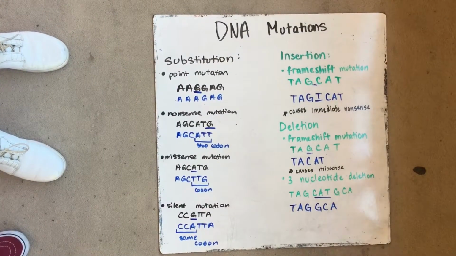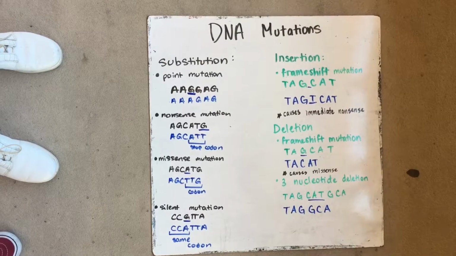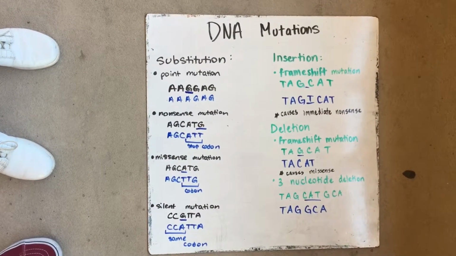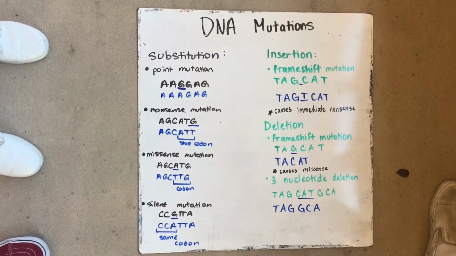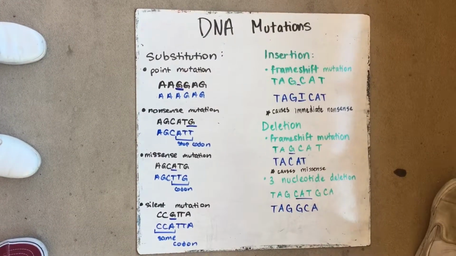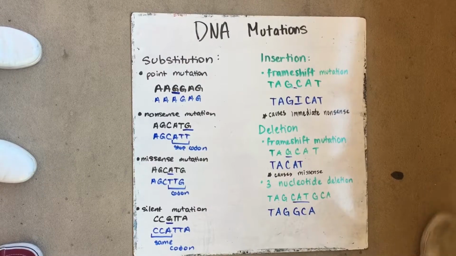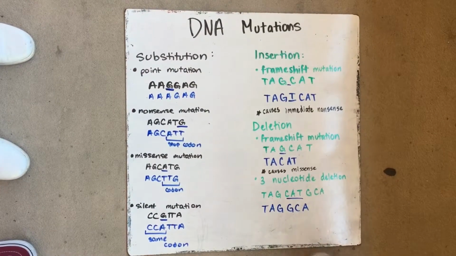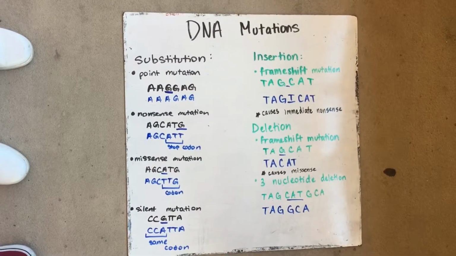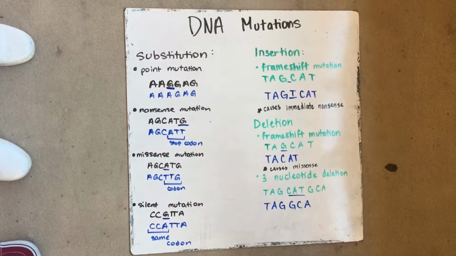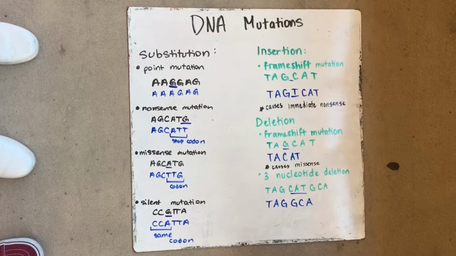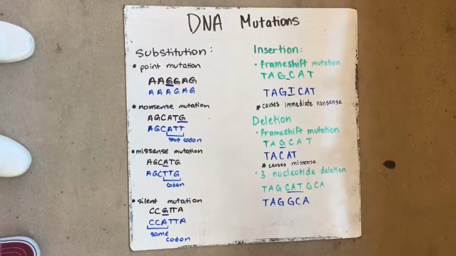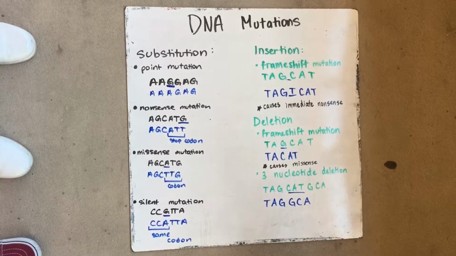The different DNA mutations are substitution, insertion, and deletion. In substitution, there's point mutation, which changes only one amino acid in the chain. And then nonsense mutation: the change in amino acid will end up coding for a stop codon. And then missense mutation: the change in amino acid will end up in a regular codon. And then silent mutation: the change in amino acid will end up in the same codon.